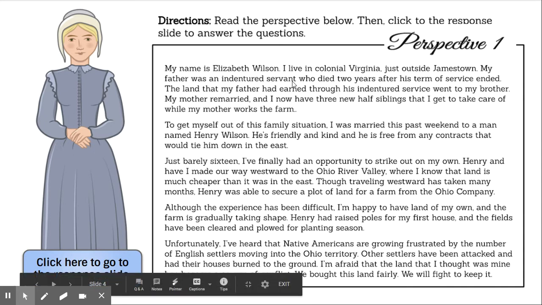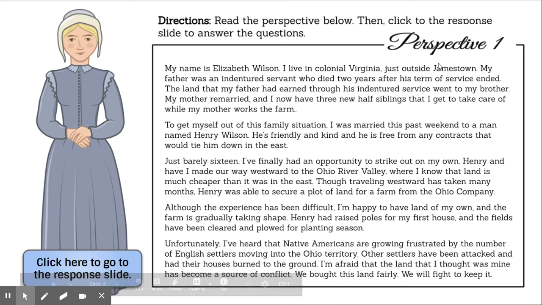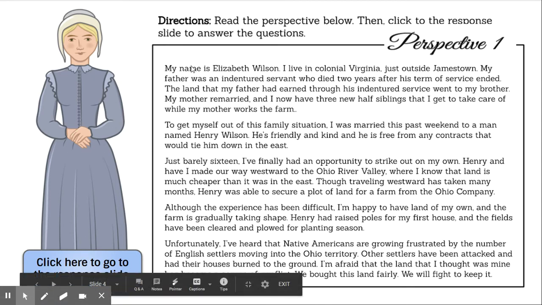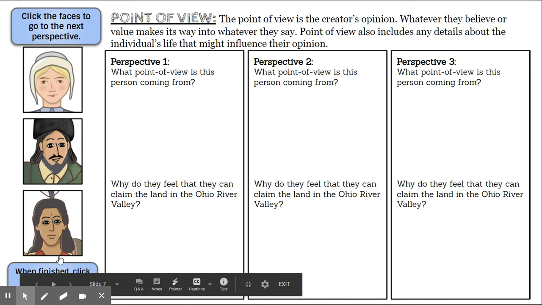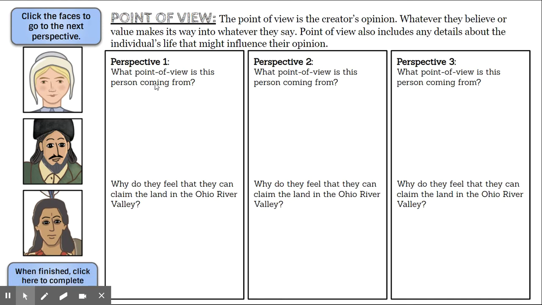This is about Elizabeth Wilson. We just read about Jamestown. So what is her perspective? You're going to click right here on this slide and fill out here. Perspective number 1. What point of view is this person coming from? And not point of view in the sense of first person, second person. I mean point of view in the sense of what is her point of view in the role, right?